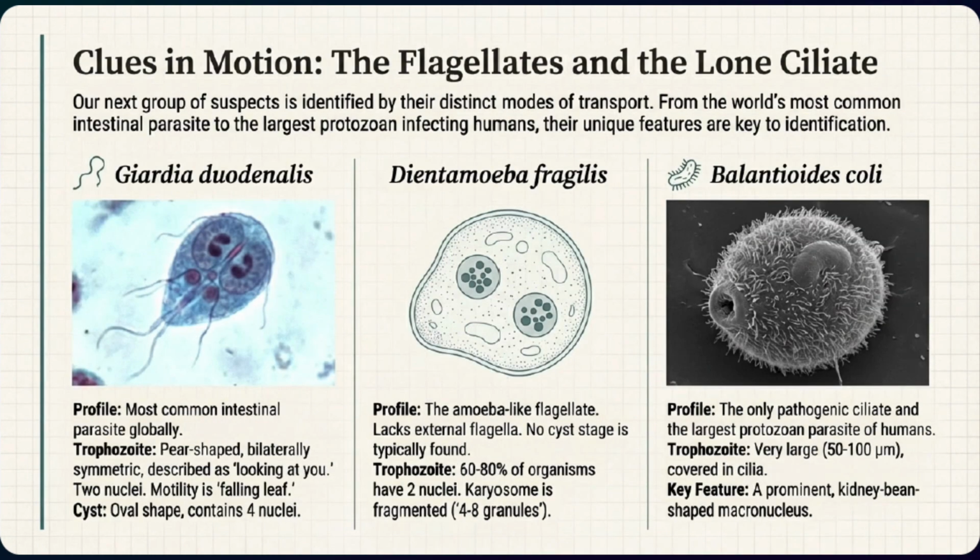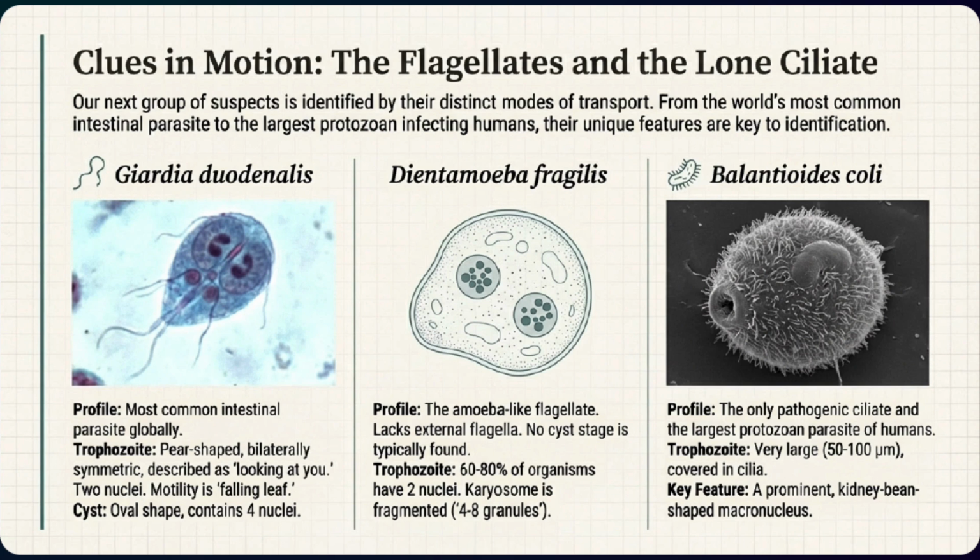All right, so the clues in motion: you can distinguish the Giardia, the Entamoeba, and the Balantioides because they're very different organisms. One has flagella, the other one looks like an amoeba, and the other one has cilia all over its body. The Giardia is actually a really cute parasite, and it looks like a sort of smiley face or like an old man with a beard, and the movement is like a falling leaf, so that it tumbles. It's pear-shaped, and it's quite easy to recognize in this form.